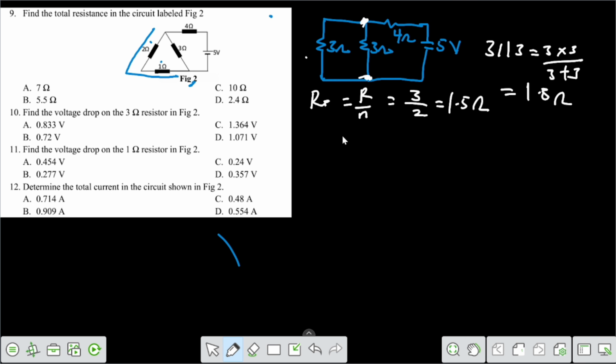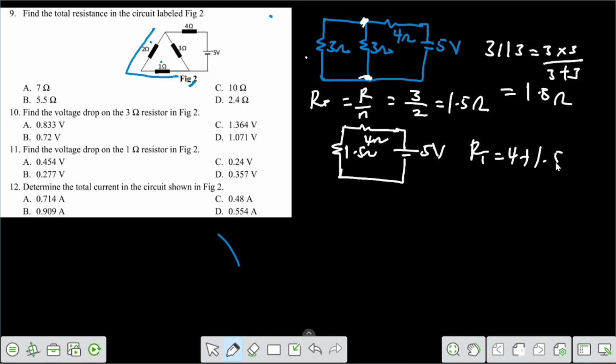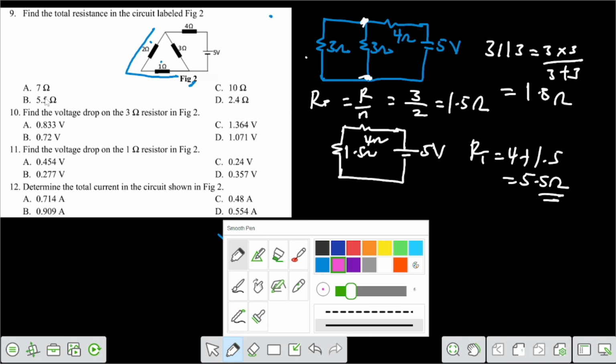Now our circuit tends to be this one. We have 1.5 ohms, the one we resolved, and then the 4 ohms, and then finally we have the source, which is 5 volts. To find the total resistance, you just add the two together since they are in series. So the total resistance will be 4 plus 1.5, and that will give us 5.5 ohms in the circuit. Now that was actually the first question. So we have 5.5 ohms here.